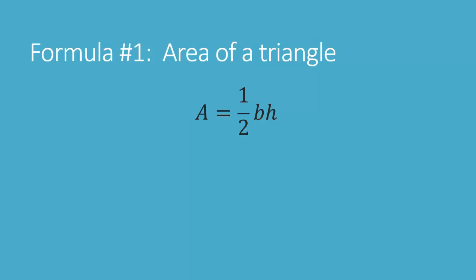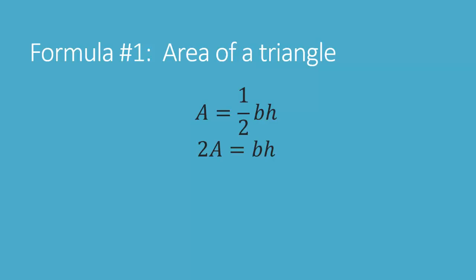So step 1, we need to clear fractions. Easiest way to clear the fraction here is to multiply by 2. In this case, because as you can see, we're dividing by 2 on this side. So if we multiply by 2 on both sides, we keep the equality and we get rid of this fraction. And this simplifies down to, now we have 2 times area equals 2 times 1/2, which is just 1, kind of goes away, base times height.